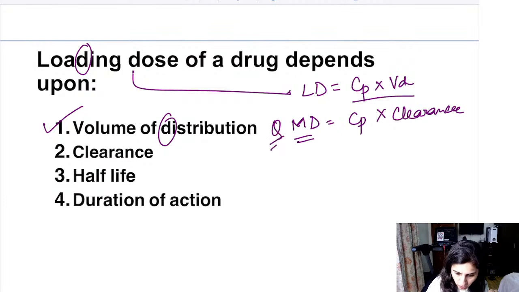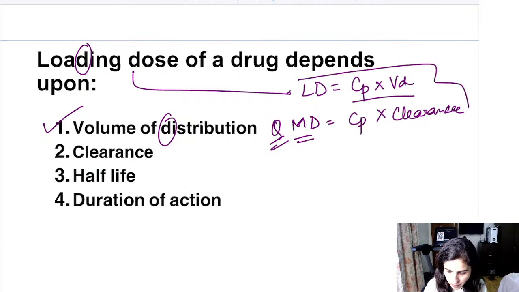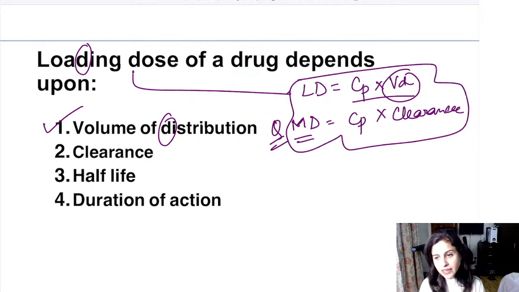This is also an important question, like maintenance dose depends on what? Maintenance dose depends upon the clearance, loading dose depends upon the volume of distribution. So remember, these two are important to know. Note this: D in loading dose and D in volume of distribution, so that you can remember.